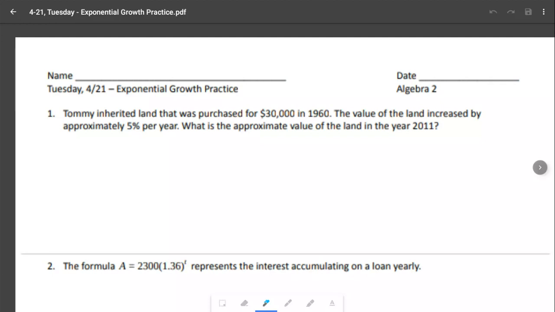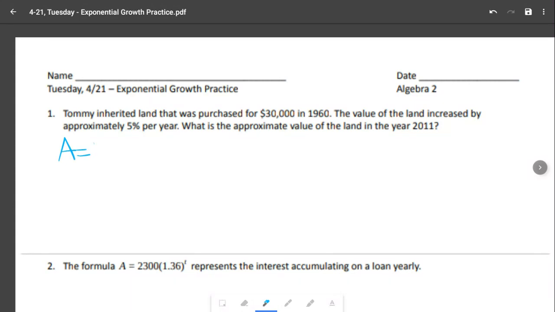So here are the solutions for Tuesday, the exponential growth practice. Number 1 says Tommy inherited land that was purchased for $30,000 in 1960. The value of the land increased by approximately 5% per year. What is the approximate value of the land in the year 2011?